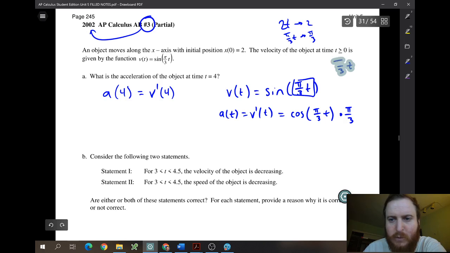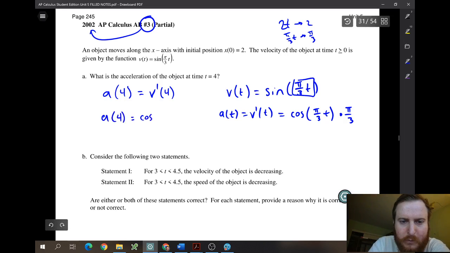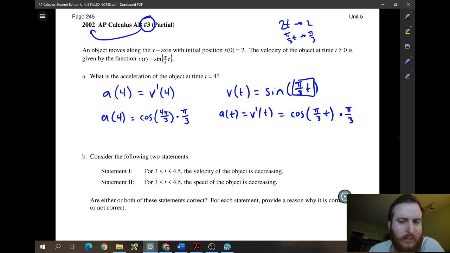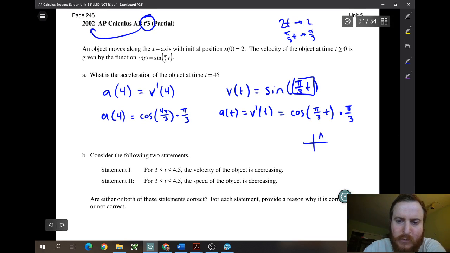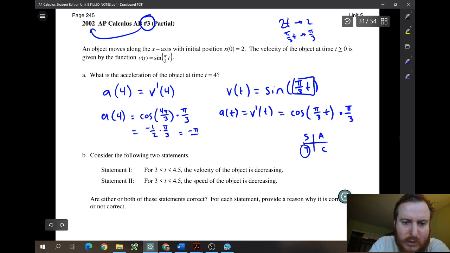So now if we wanted to get a of 4, which is v prime of 4, we just plug in 4. So we get cosine of 4 pi over 3 times pi over 3. The cosine of pi over 3 is 1/2, but then we want to use the all students take calculus. So 4 pi over 3 is one more than the denominator, that's in the third quadrant, so we'd be at negative 1/2. This would be negative 1/2 times pi over 3, and we get negative pi over 6.